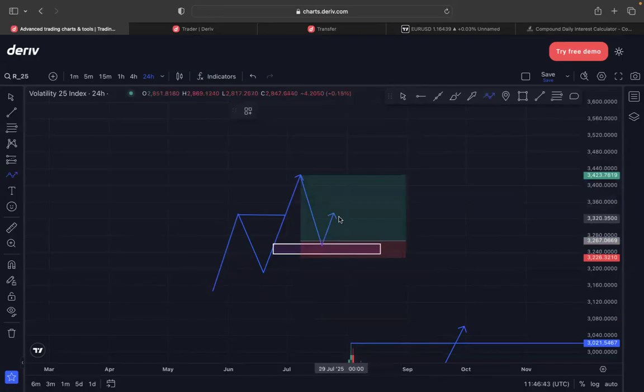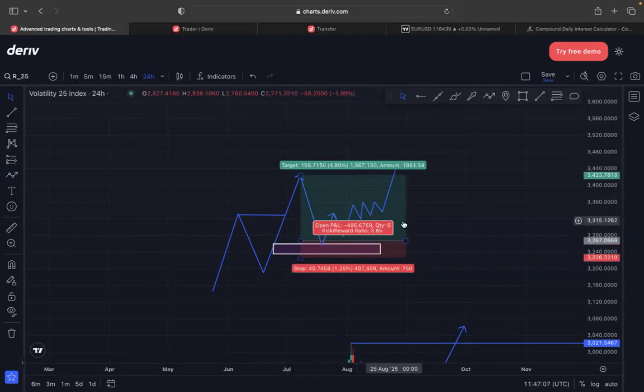Sometimes the market will do a lot of stuff like this. Sometimes it will even range a bit before it gets to our take profit. So worst case scenario, the market hits our stop loss.